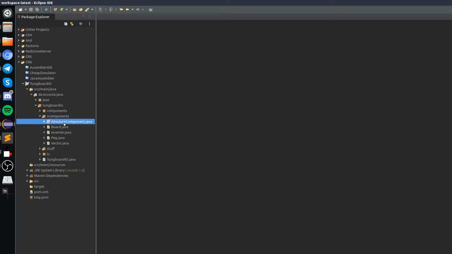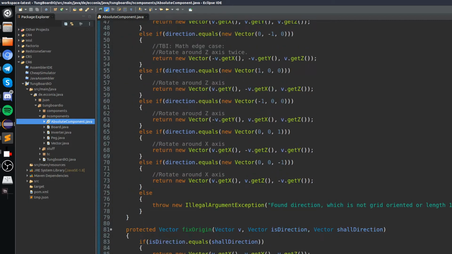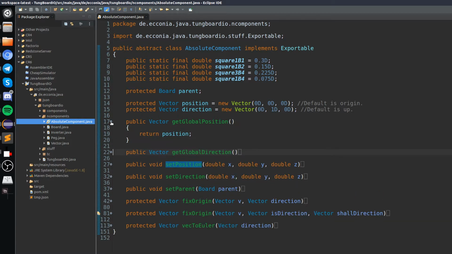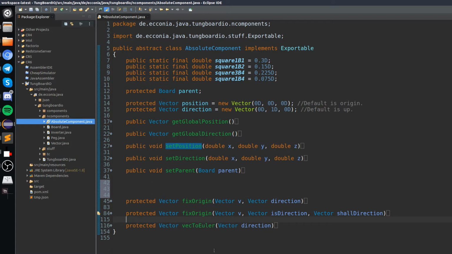I had absolute components. Awesome. An absolute component is not that much different from the previous component. Let me close this. We got a position, we got a direction, we got a parent. Easy. We got set position, set direction, set parent. Easy. We got weird stuff, which is the global position. So I thought, make up my mind. What do I want? And these are the more important garbage things.